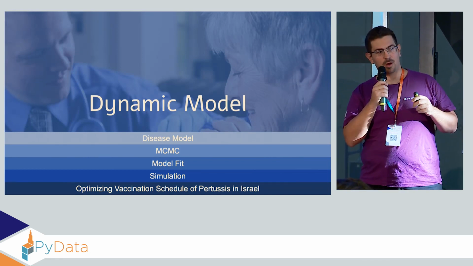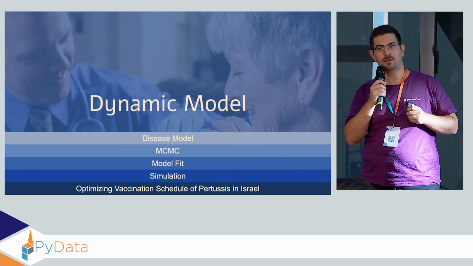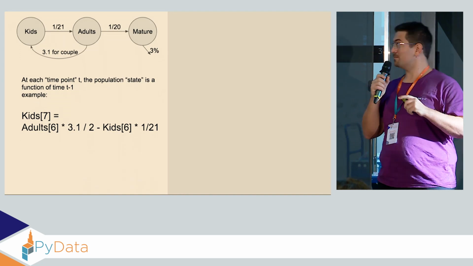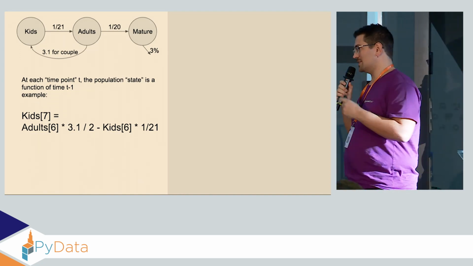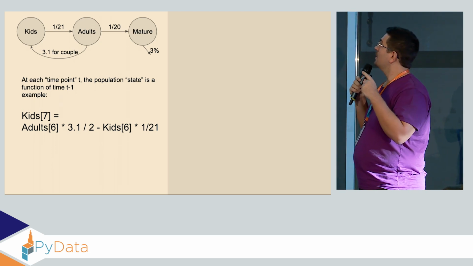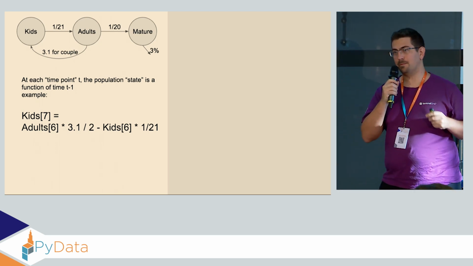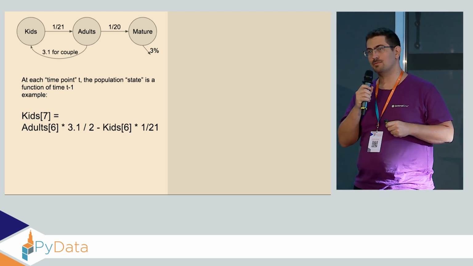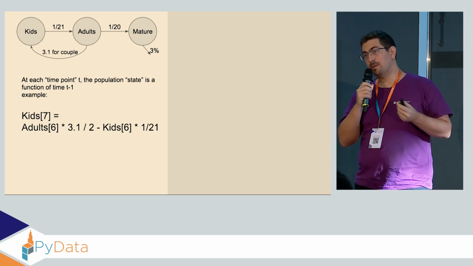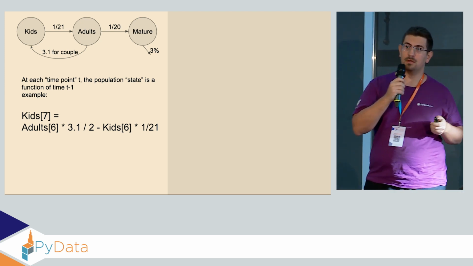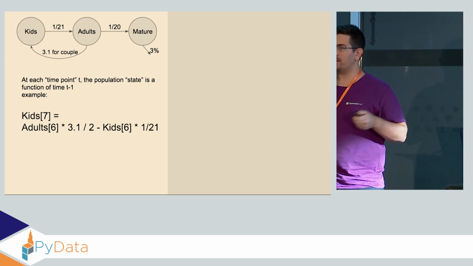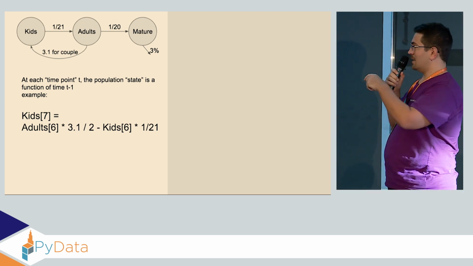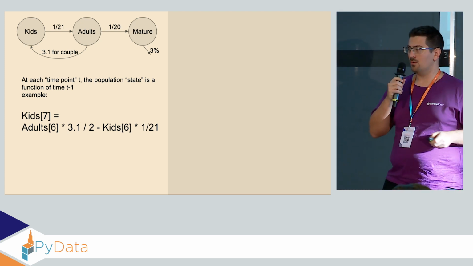Who's done dynamic models, and specifically in Python? One person. Cool. So a dynamic model is basically what you see up top. You have some groups in the population, and they interact with each other. So let's say kids become adults, and adults become mature. The mature people can die, the kids can be born, and the adults can make new kids. So those arrows actually define how the system behaves.